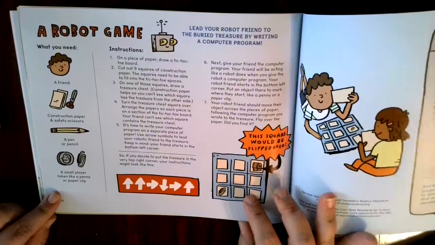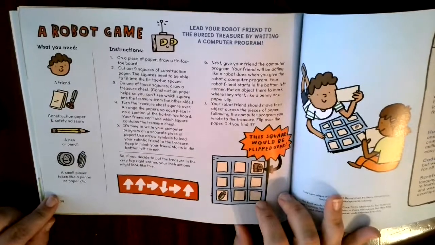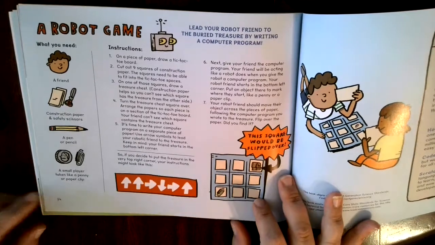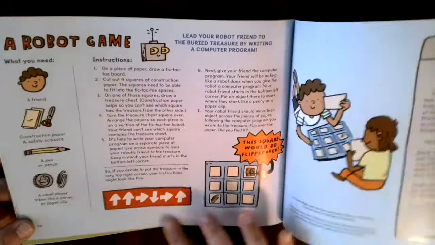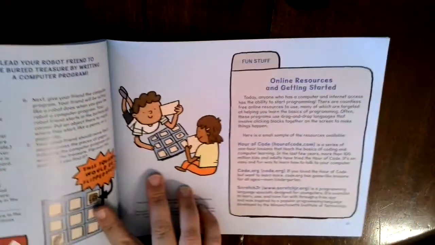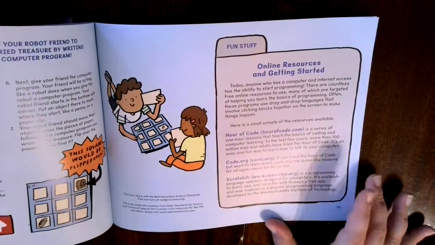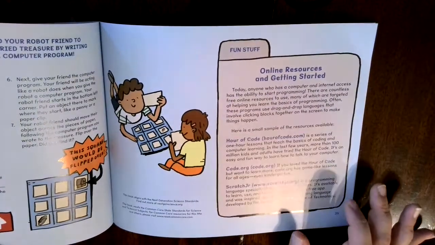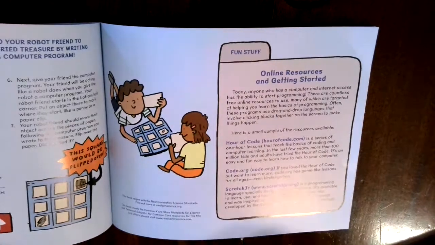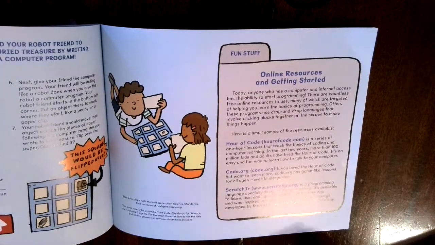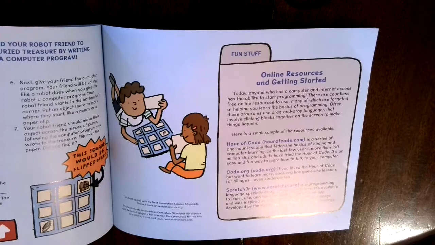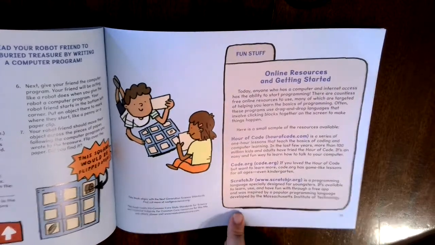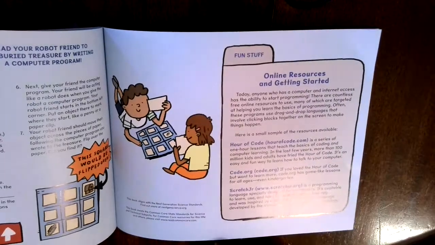So there is a game here called the robot game. You can lead your friend to buried treasure using some fun steps and arrows to give your friend directions. And in this section, there are some online resources listed and websites that give children the opportunity to code and to practice using the steps that we just talked about in the book. So I will post these wonderful resources in the description of this video.